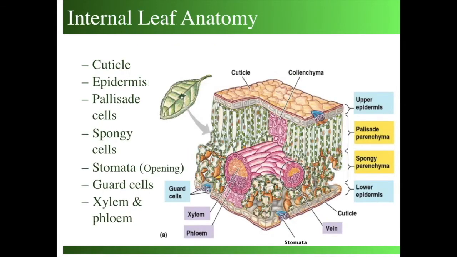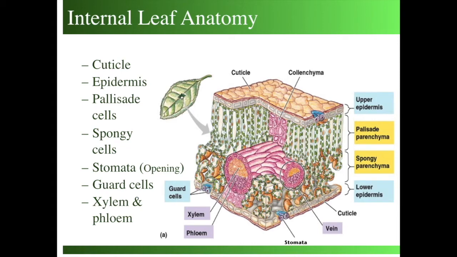Now, the internal leaf anatomy is very important. We are going to focus on this on a worksheet. You do need to be aware of these structures. The top layer or waxy covering is the cuticle. We already learned that the cuticle is a waxy covering over liverworts and mosses to prevent water loss. Then below the cuticle, we have the epidermis.